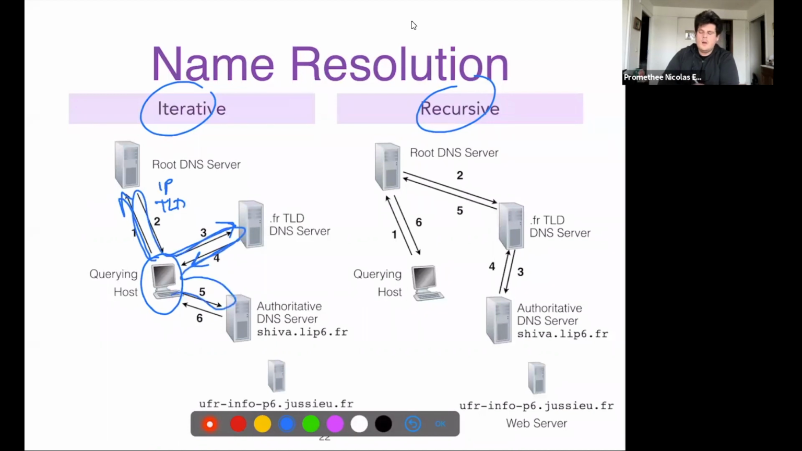When you do the recursive, what does it mean? It means that you have the host, and you ask the root to handle your request. Then obviously the root goes to the next one, and then the next, and back again with the IP address that you were looking for. Do you see the two modes?